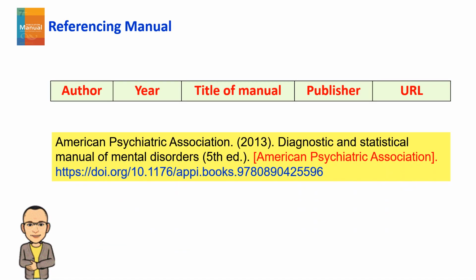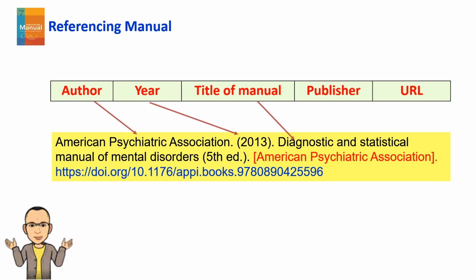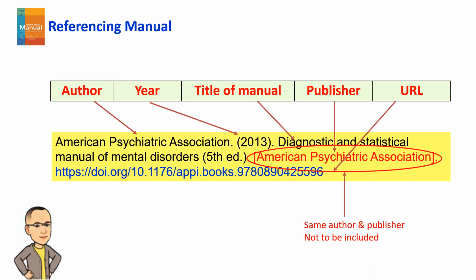Referencing a manual. This follows the pattern: author, year, title of the manual and URL. The APA Manual 2020 suggests that, when the author and publisher are the same, omit the publisher from the source element. In this example, the American Psychiatric Association is also the publisher, hence, it is not included.